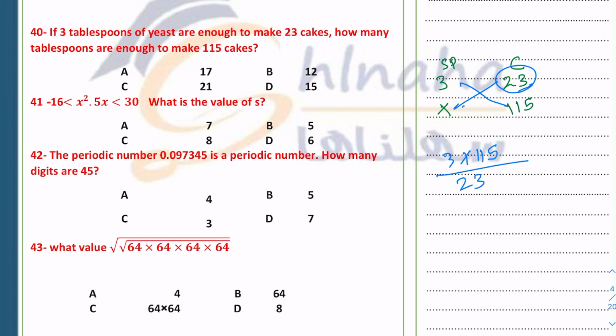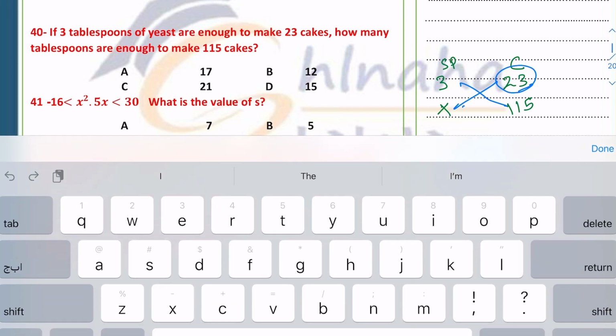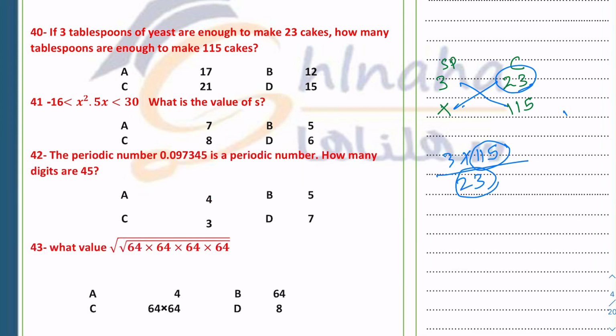How can you simplify here, or how can you divide here? I will divide 115 by 23. 115 divided by 23 will be 5. How can you check? You can multiply 23 by 5. 3 times 5, 15. Carry 1. 2 times 5, 10, and 1 is 11. So we can divide it here. It will be 5. 3 times 5 will be 15 cakes.